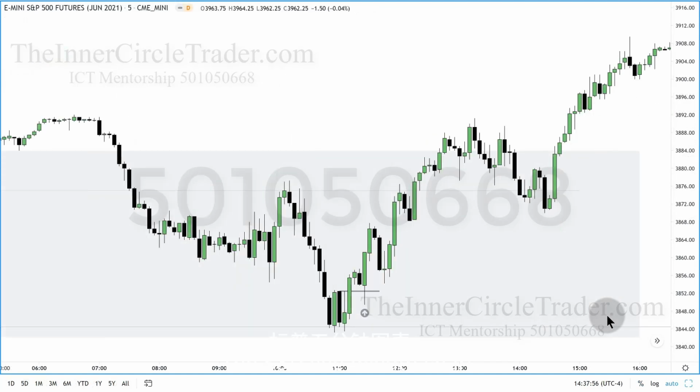The S&P 5-minute chart. This is your bullish order block. Price trades above it. Comes back down in. Order block. Buy. Optimal trade entry here as well. Runs up. Institutional order flow entry drill here. Rally. Fair value gap. Bullish order block. Buy. Boom. And rally.